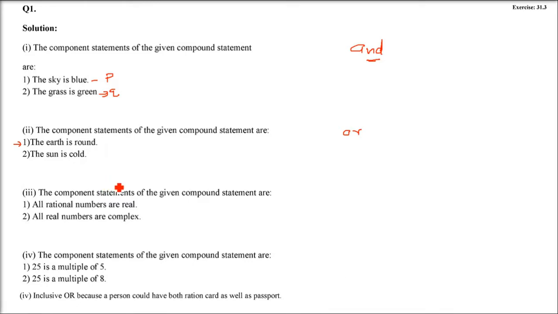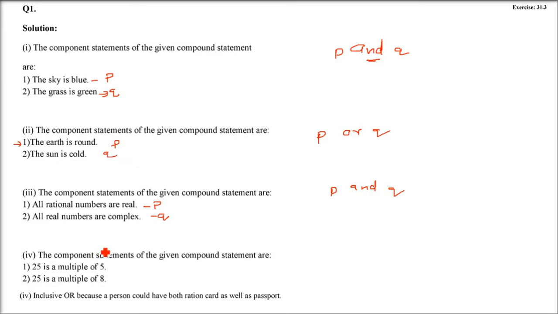Third one is all rational numbers are real and all real numbers are complex. So it's combined with "and". Before that we have all rational numbers are real. This is the first one, P. And all real numbers are complex is Q. That is the second one. If we assume P and Q are the two component statements of a compound statement, P and Q like this.